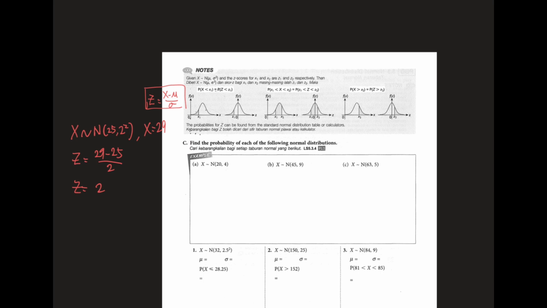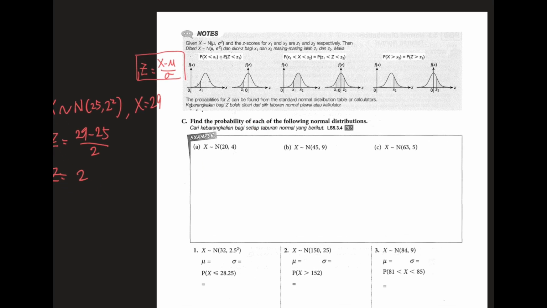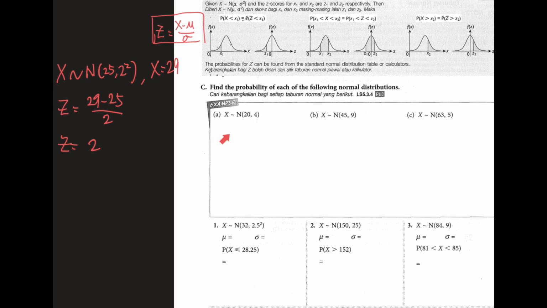So let's look at part C. Find the probability of each of the following normal distributions. Okay, part A, we have X, which is a normal distribution. Mean is 20, standard deviation is 2. The question is, find the probability of X less than 19. So they want us to find this probability.